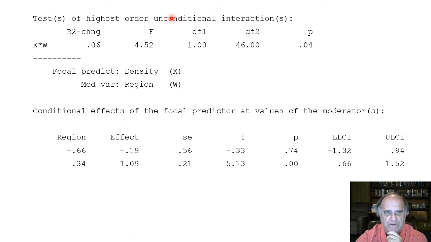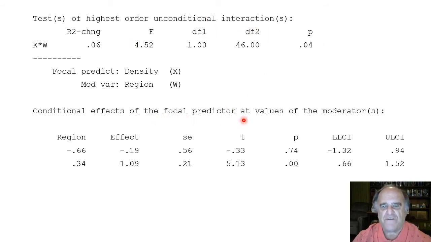Okay, again, first we get the test of the highest order unconditional interaction. You can see that that's significant, but that's really just the interaction effect we already had. And this is pretty meaningless when we only have a two-way interaction, because we only have one two-way interaction. That's obviously the highest order unconditional interaction. So this is not going to give us very much information.